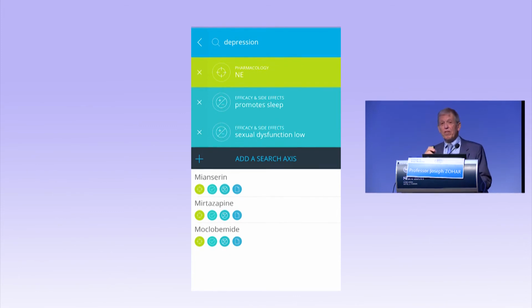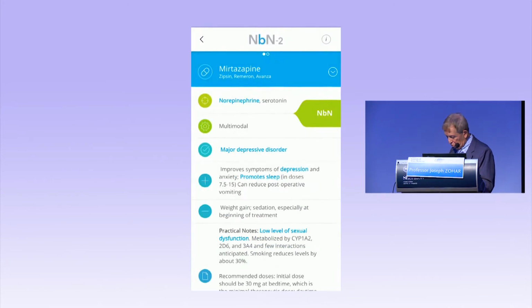So now we are zeroing down on 3 medications for the patient that we are seeing in the office, that help us to zero down on medication for depression that promotes sleep and has very low sexual dysfunction. Let's say that we would like to look at one of these medications, mirtazapine, so we push and then we go back to the basic issue of NbN, the pharmacological domain, the mode of action.